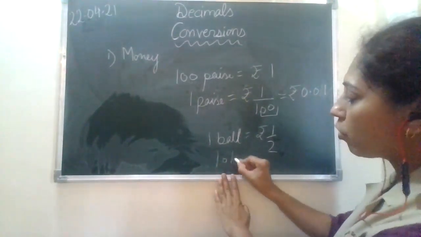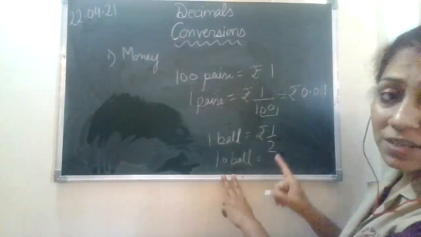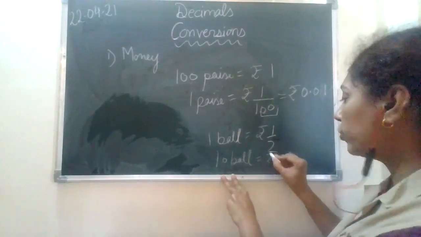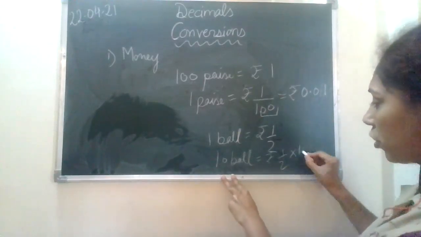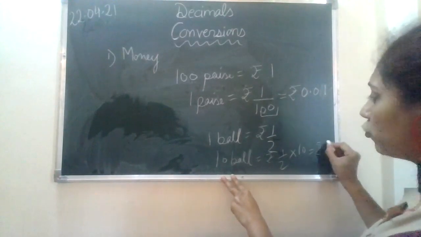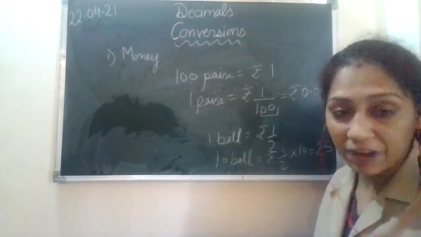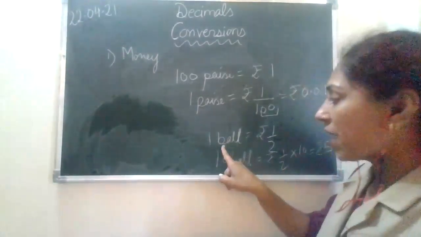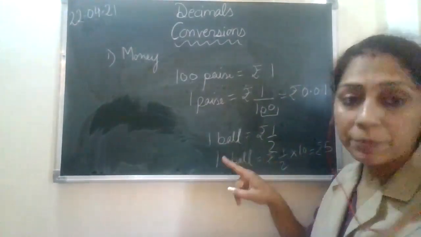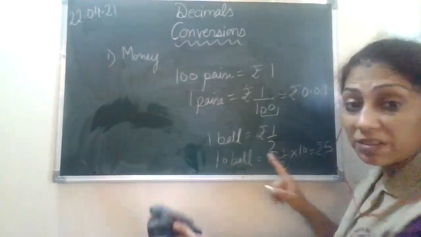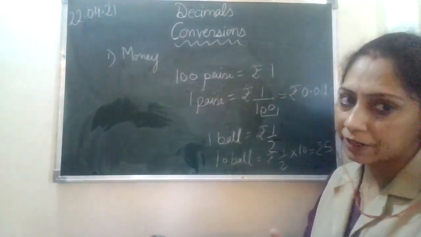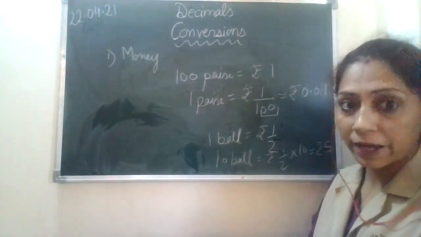If I purchase 10 balls, you will say, ma'am, the answer is going to be more than half because we are going to multiply. So the answer is going to be rupees 5. Why? Because here your quantity is bigger, so your answer will also increase. Right? So keep this thing in mind. Very carefully play with the numbers, beta, because children get confused in this.